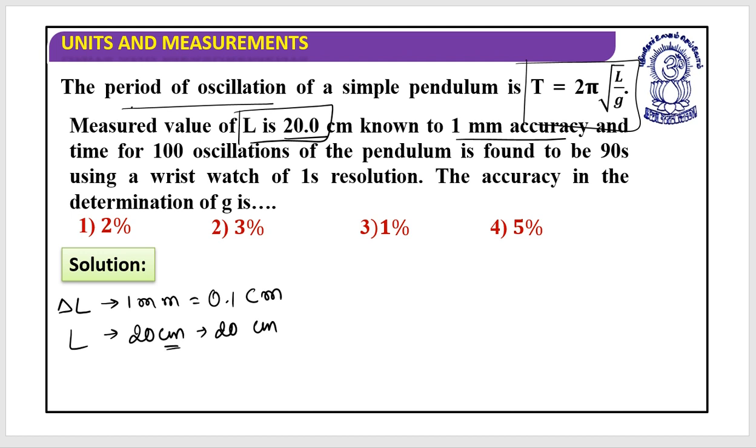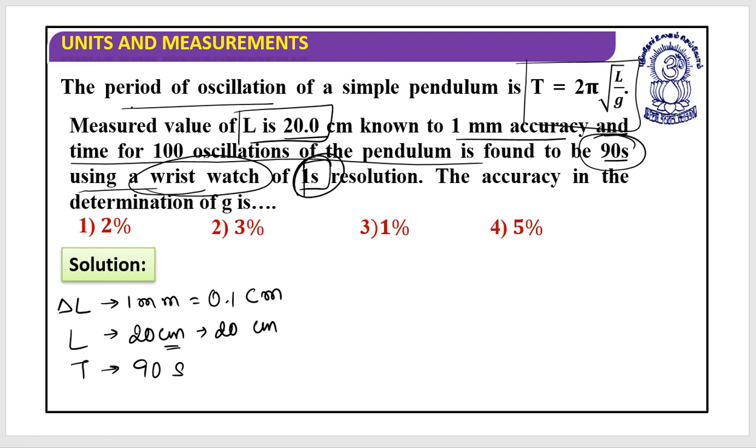Next, the time for 100 oscillations of the pendulum is found to be 90 seconds. So the true value of time is 90 seconds, and that is calculated using a wrist watch of 1 second resolution. What does it mean? That says it is delta t. The probable error would be 1 second. What would be the accuracy in the determination of G?